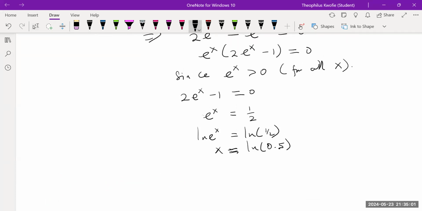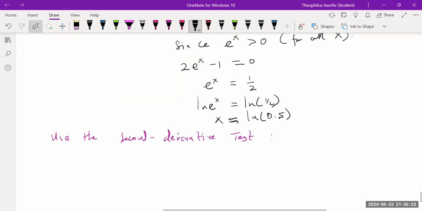All right. So at this point, what we're going to do is to use the second derivative test, okay? So we're going to use a second derivative test. By using the second derivative test, I would hold with the critical value ln of 0.5, okay? So with a critical value ln of 0.5.